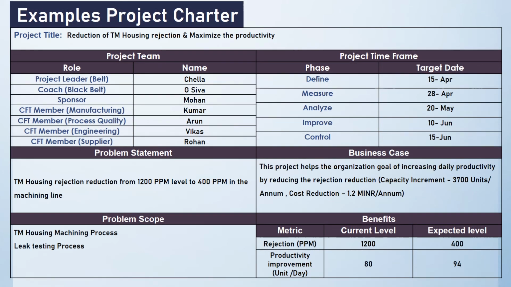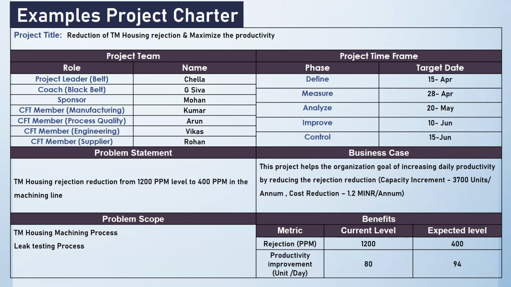You can see the example project charter here. So here the project title is reduction of TM housing rejection and maximize the productivity. You can see the belt names here: project leader, coach, sponsor, which like I said is a department head or functional head, and CFT members relevant to your project. You can add members from various departments. And the define, measure, and all phases have clear target dates.